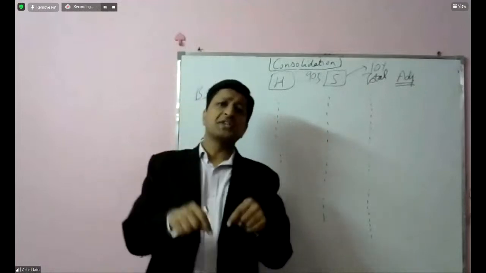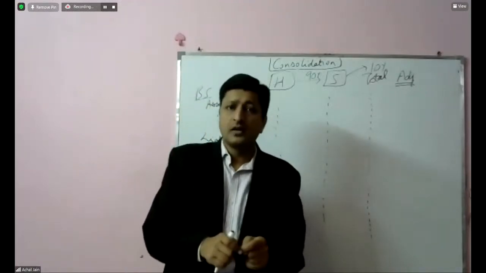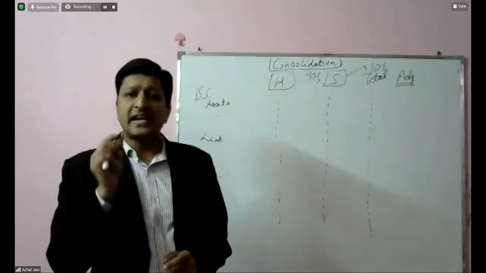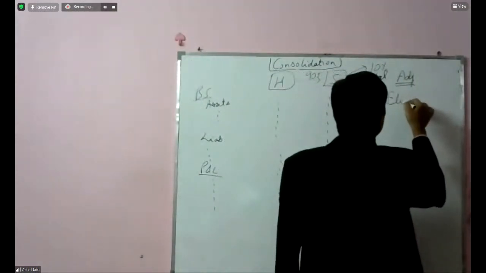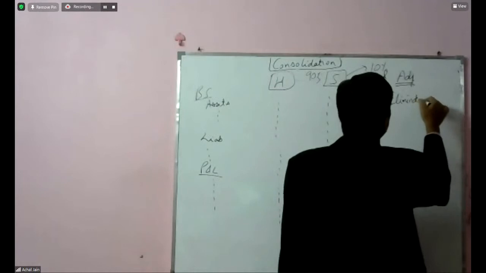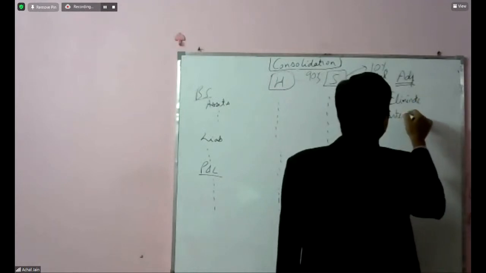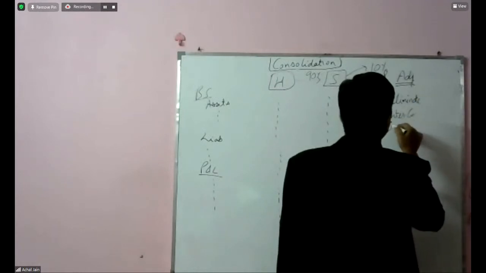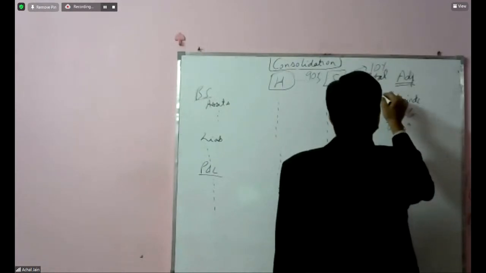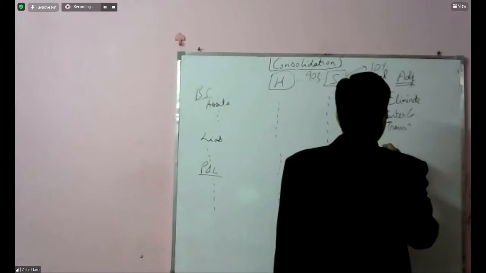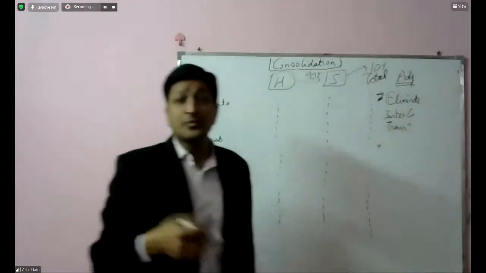Means there could be transactions between H and S. What do we need to do? Eliminate intercompany transactions. Okay. What could be the other adjustment?